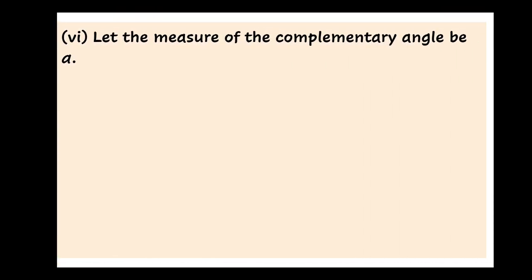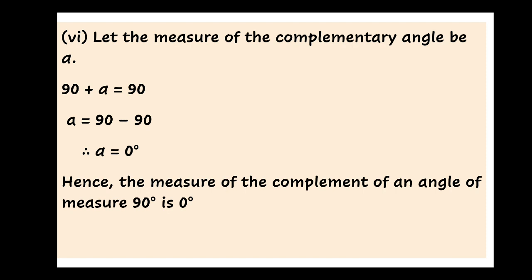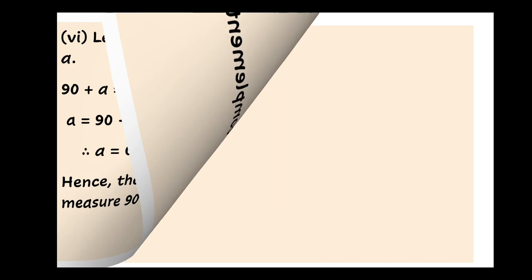Sixth one, let the measure of complementary angle be A. 90 plus A equal to 90. A equal to 90 minus 90. A equal to 0 degree. Hence, the measure of complement of an angle of measure 90 degree is 0 degree.